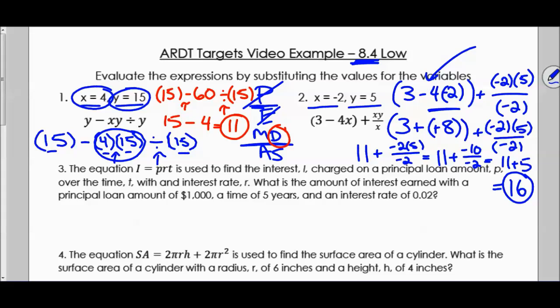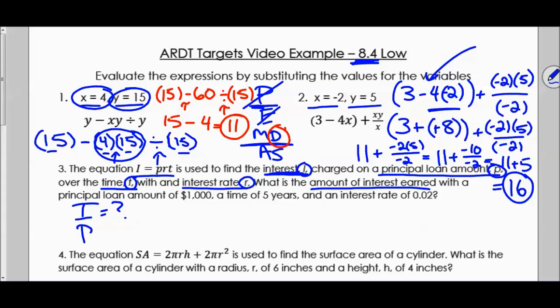Alright, we're going to do the same kind of thing on this one, except this is a word problem. Now it's giving us the equation I equals PRT. It's used to find the interest, I. That's the interest charged on a principal loan, the principal loan P, over time T, with an interest rate R. Those are the variables that they're labeling for us. And they tell us what all of those are. What is the amount of interest? We want to find out what I is.